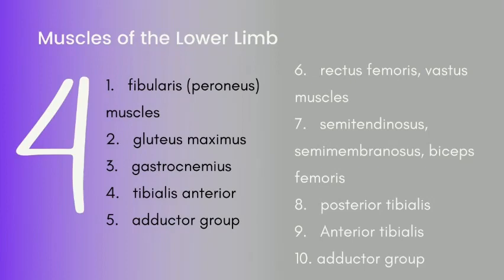Number 5 allows you to grip a horse's back with your thighs. The answer is abductor group. Number 6, muscles that insert in the tibial tuberosity. There are two muscles, the rectus femoris and the vastus muscles. Number 7, muscles that extend the thigh and flex the knee. So there are three muscles, the semitendinosus, semimembranosus, and biceps femoris.